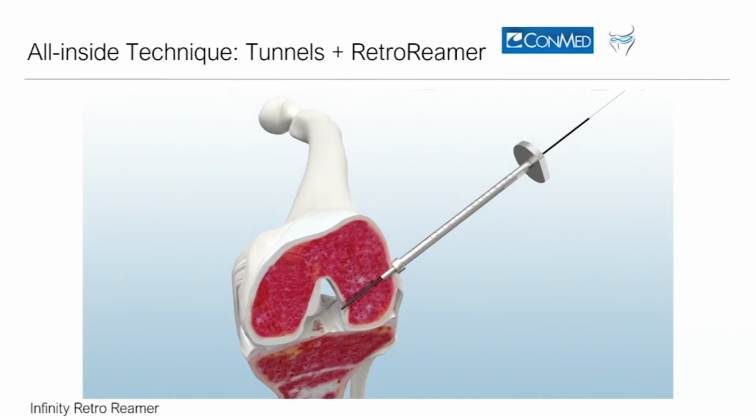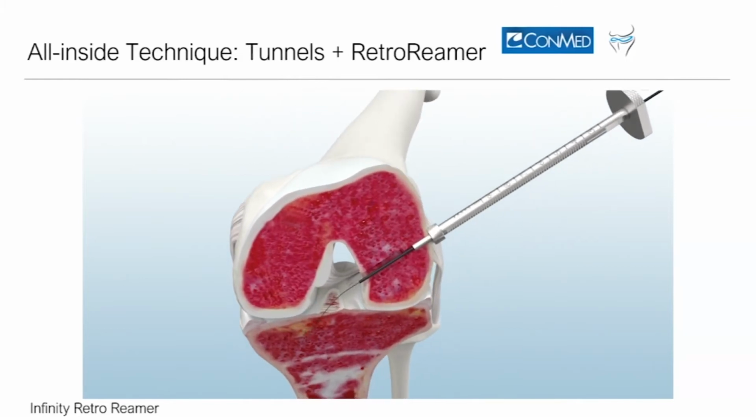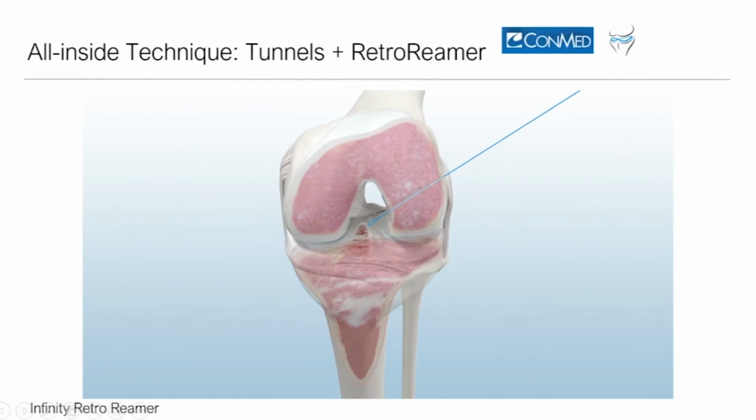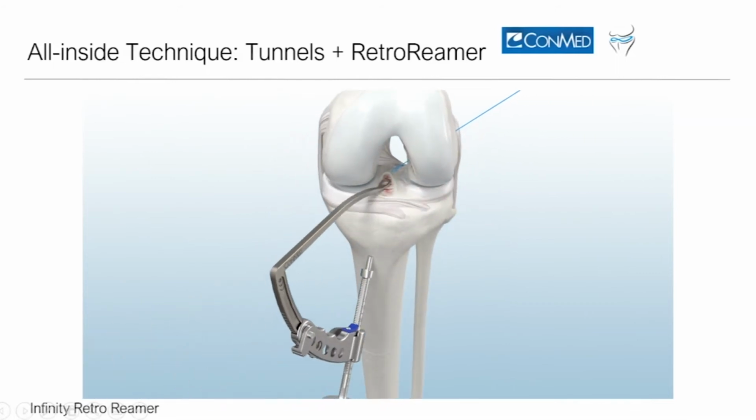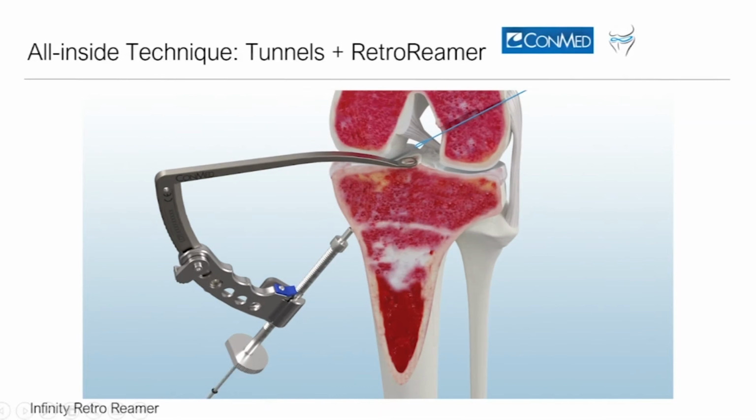So this is using our loop to go through the shuttle, then bring that out through the skin, and then we can shuttle our loop back through to be able to pull into the graft. And the same then for the tibial aspect as well. The same way with the retroreamer to draw down into the tibia.